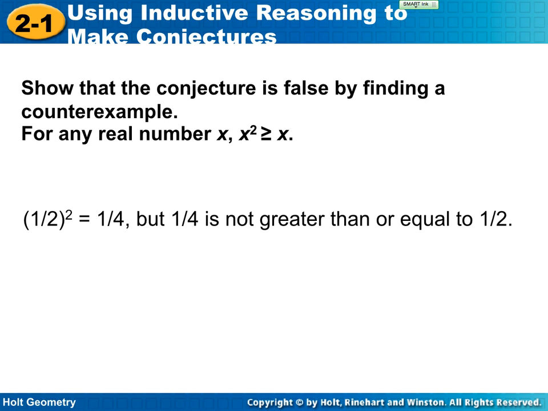Show that the conjecture is false by finding a counterexample. It said for any real number. So what kind of numbers should you be thinking of? Real numbers. Could be integers, could be decimals, could be fractions, could be positives, could be negatives. There are some numbers that are not real numbers, but you probably haven't used them yet. Okay, so pick a real number. It says when you square it, it's always greater than or equal to the number.